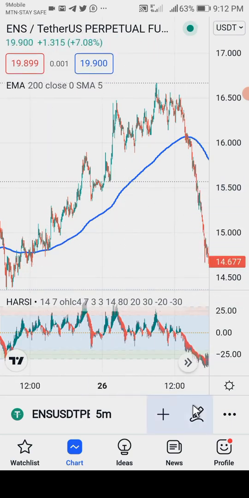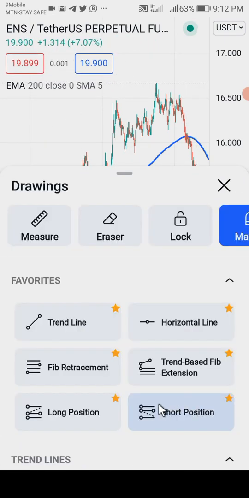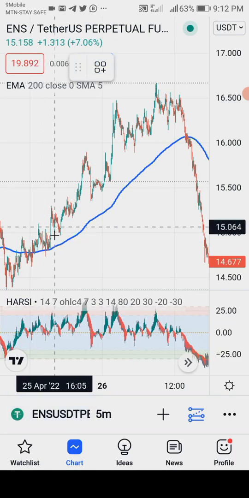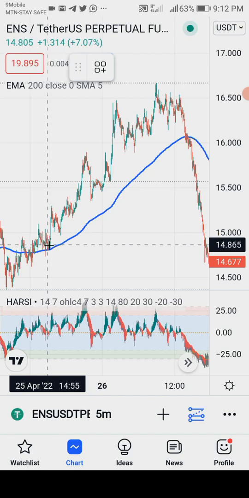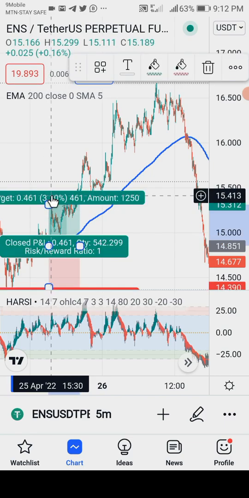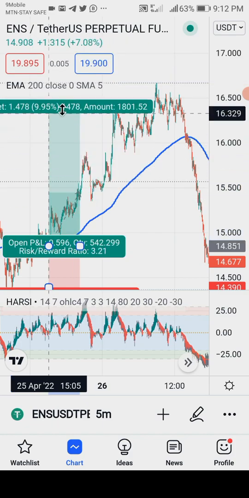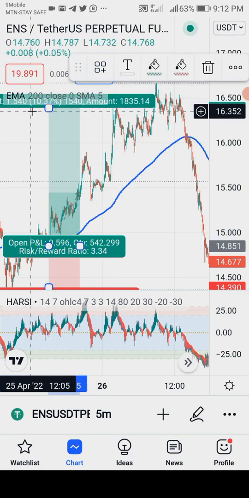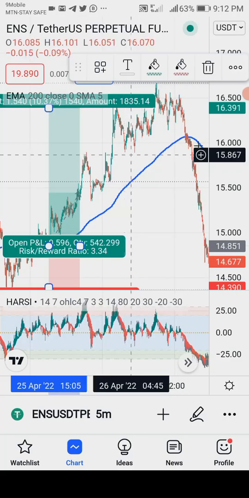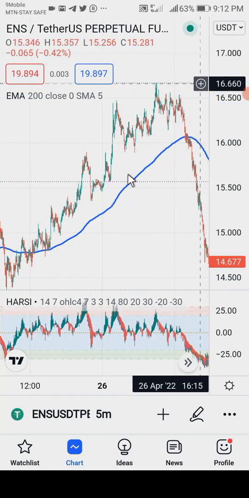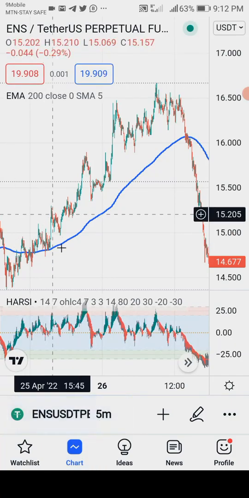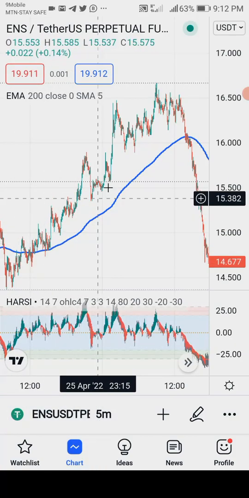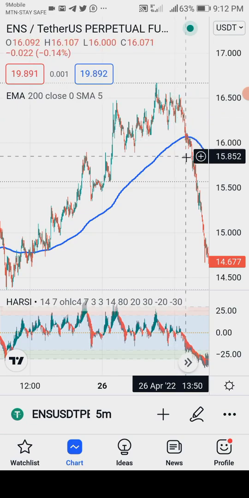So just assume that you bought from here. We'll go long from here. So like I told you, this is a scalping method. If you are a scalper, it's very profitable for you. You can see this 10.37%. It's a good percentage for a day trader or a scalper. This is a 5-minute chart I'm using. So you can see how the trend went up and started coming down again.